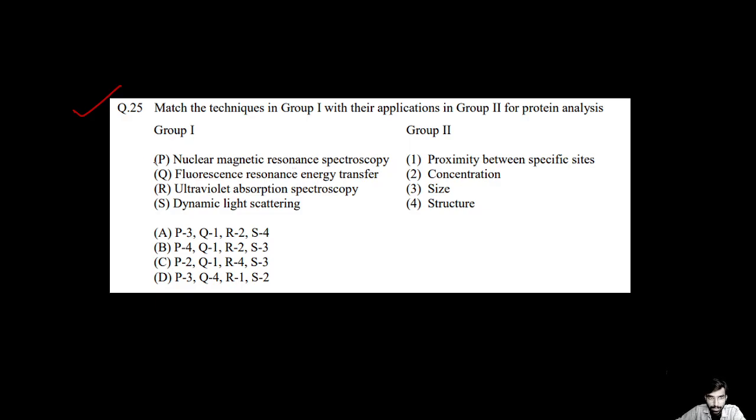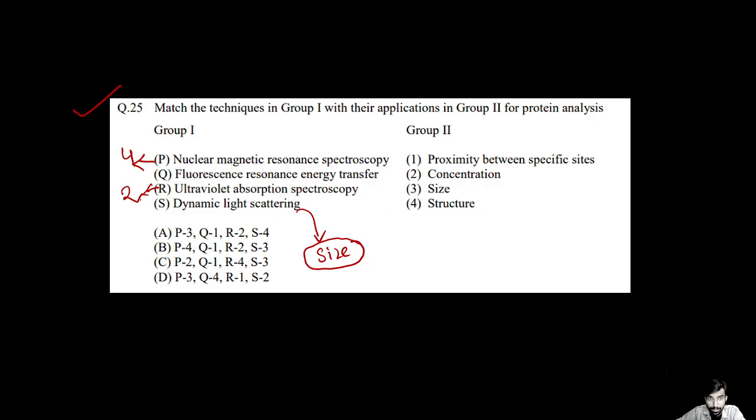So I am writing here 4. Now here you know ultraviolet spectroscopy, UV, that is for concentration estimation. So DNA, RNA, any kind of concentration estimation, that uses the Beer-Lambert law. So here I am writing 2. With DLS, you can get to know the size of the molecule. Dynamic light scattering, that's all about size.